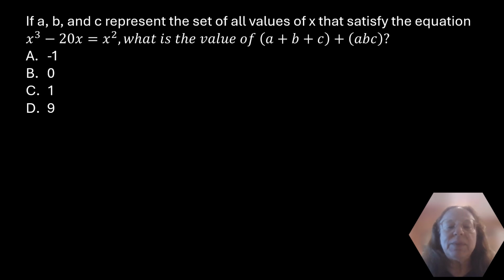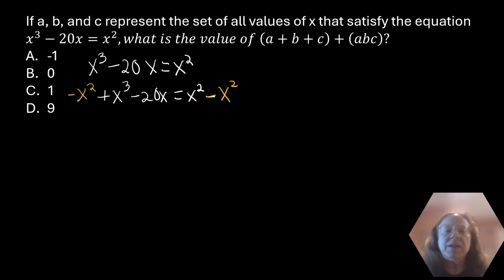If A, B, and C represent the set of all values of x that satisfy the equation x cubed minus 20x equals x squared, what is the value of (A plus B plus C) plus (A times B times C)?